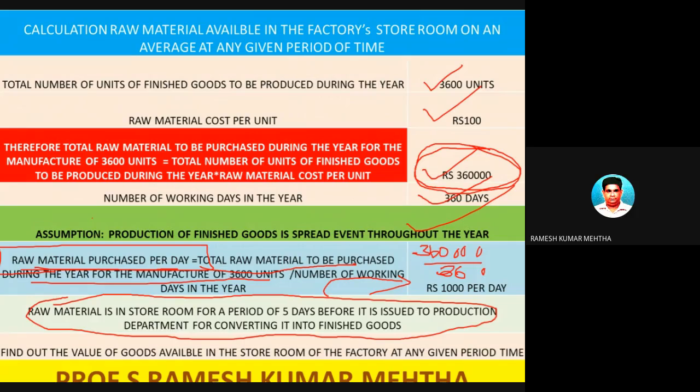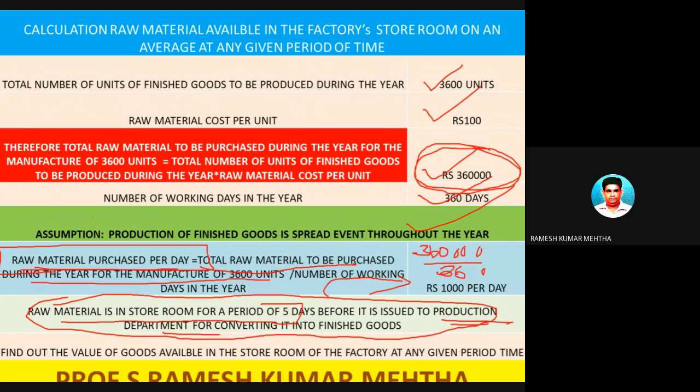For example, you purchase some vegetables, and they will not be used immediately. You will store them for 1 day or 2 days in the refrigerator. The same way, if Tata Motors is buying tires, they don't go into the manufacturing of finished goods immediately on the same day. It will take some time before going into production. In the same way here also, raw material is in the storeroom for a period of 5 days before it is issued to the production department for converting into finished goods.